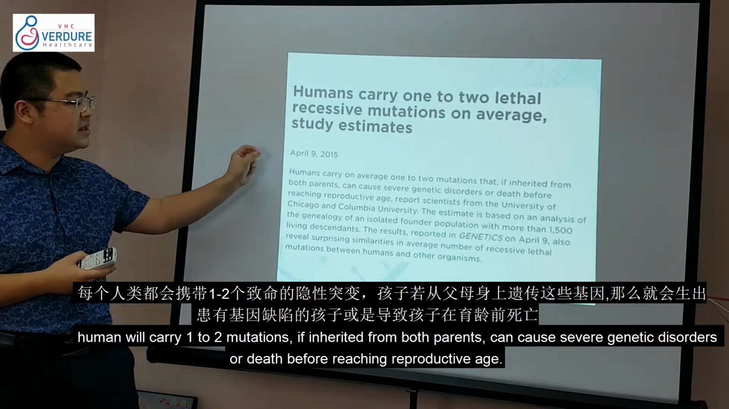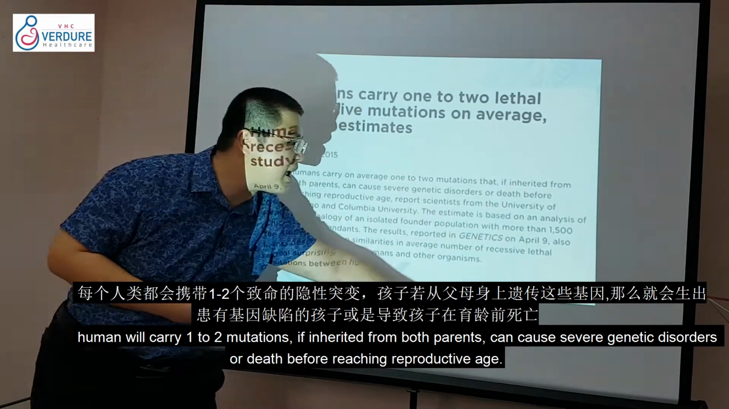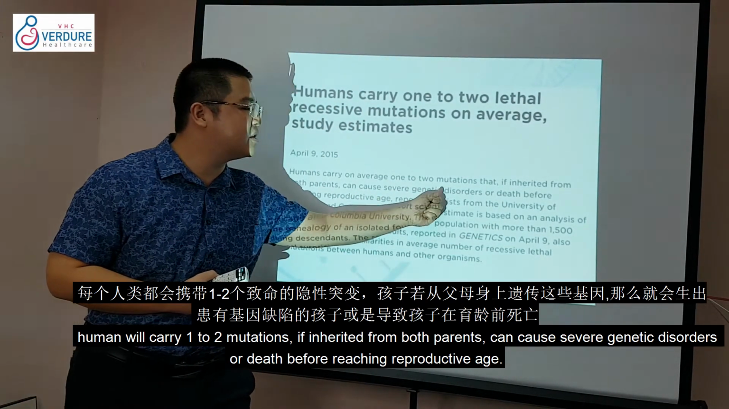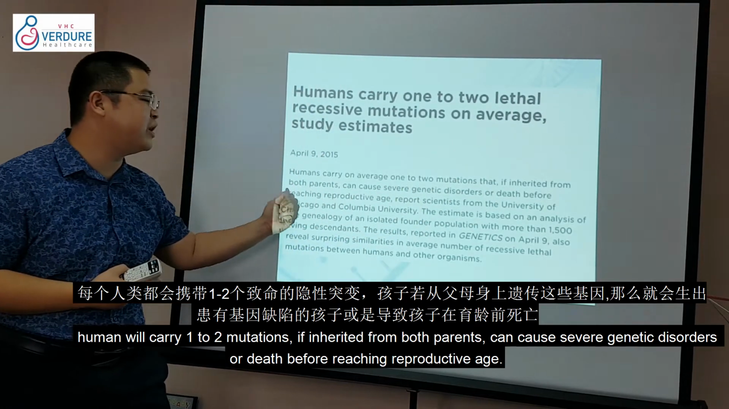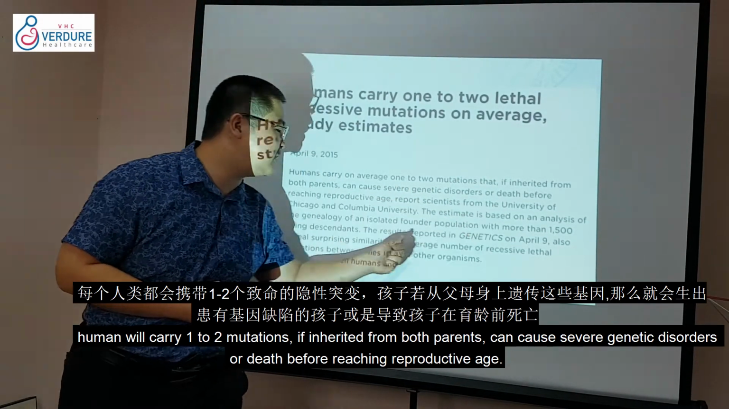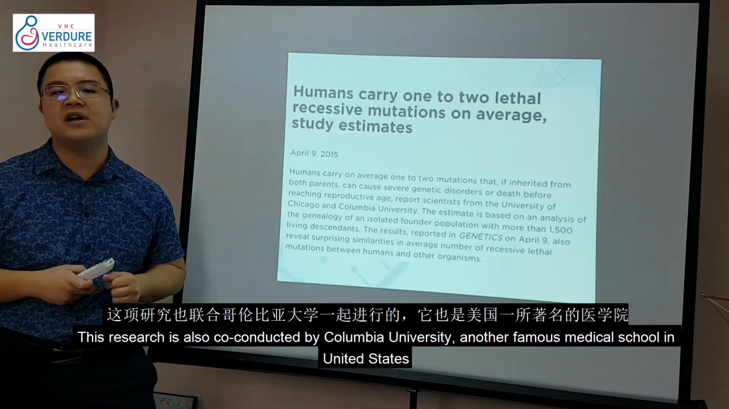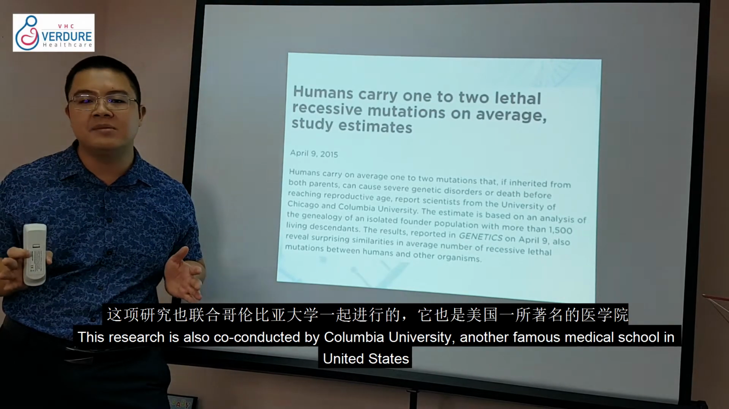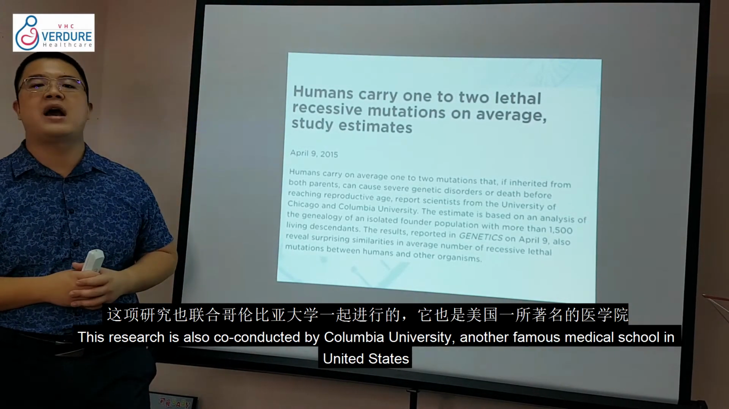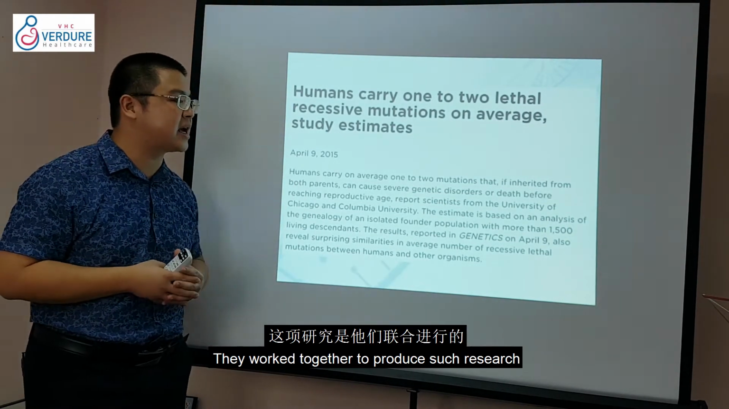So humans carry on average 1 to 2 mutations that, if inherited from both parents, can cause severe genetic disorder or death before reaching the reproductive age, report scientists from the University of Chicago and Columbia University. Columbia University is also a very famous and well-known university in the United States. So they work together to produce this kind of research.